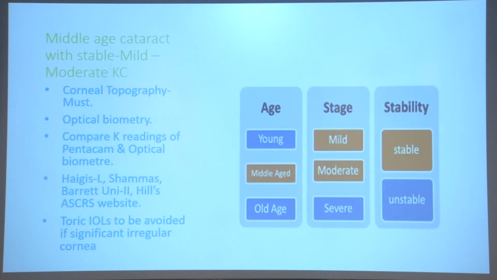A middle-aged patient having cataract with stable and mild to moderate keratoconus, again, the fundamentals remain the same: Haigis-L, Shammas, Barrett Universal 2, Holladay on the ASCRS website, and toric IOLs to be avoided, which is a universal fundamental for all these patients.